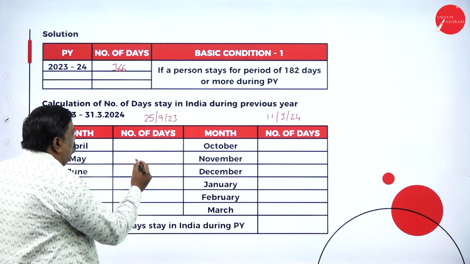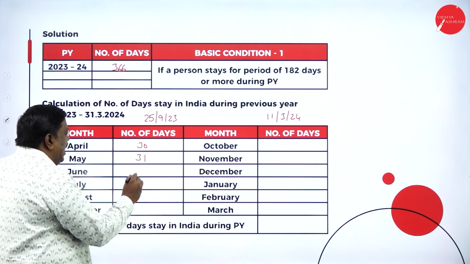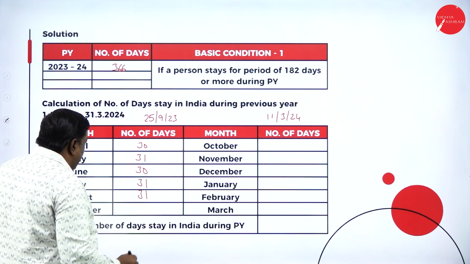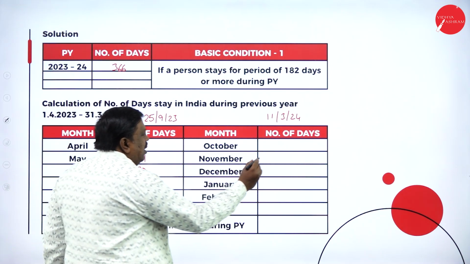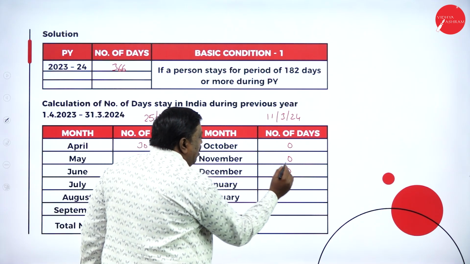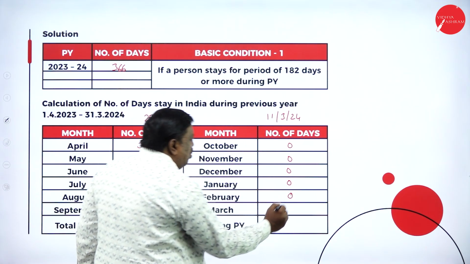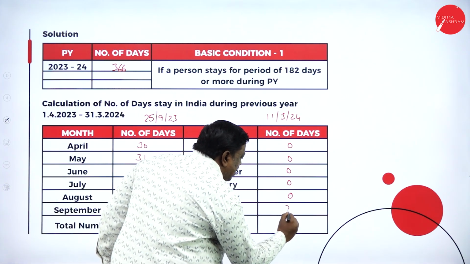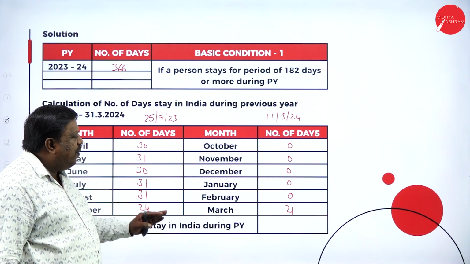Now, in the month of April, 30 days, I was in India. In the month of May, 31, I was in India. June, I was in India. July, I was in India. August, I was in India. September, up to 24th, I was in India. October, I was not in India. November, I was not in India. December, I was not in India. January, I was not in India. February, I was not in India. March 11th, I came. So 21 days including 11th March, I was there for 21 days.